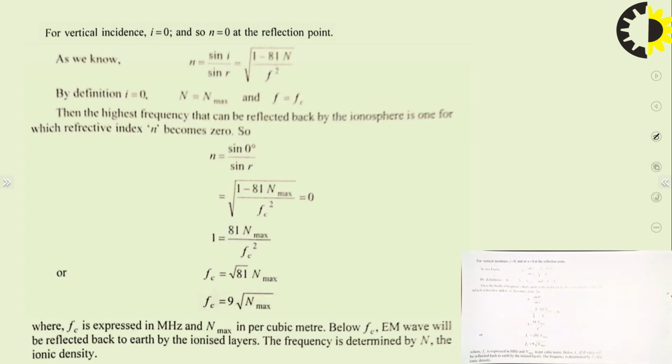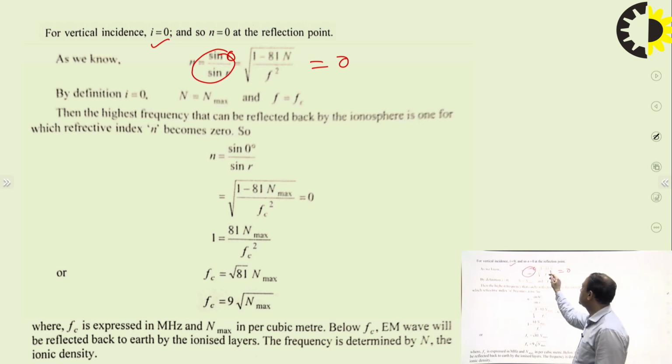Now, to calculate the critical frequency, we have the entrance angle i equal to 0. For i equal to 0, if we put n is equal to sin i by sin r, sin i is equal to 0, so this becomes 0, and we can write the square root of 1 minus 81 N by f squared is equal to 0.